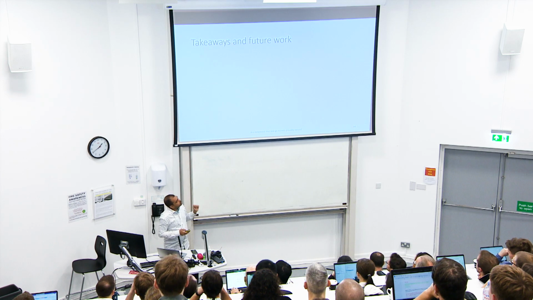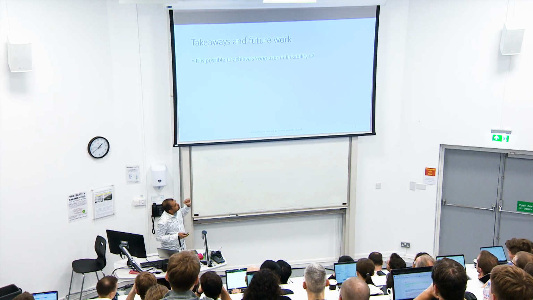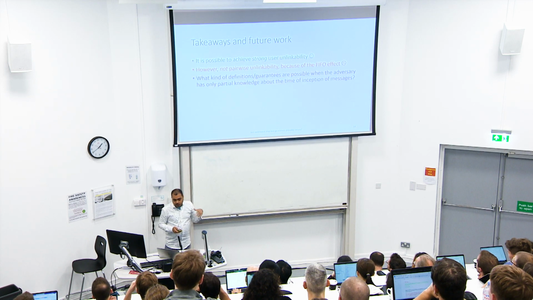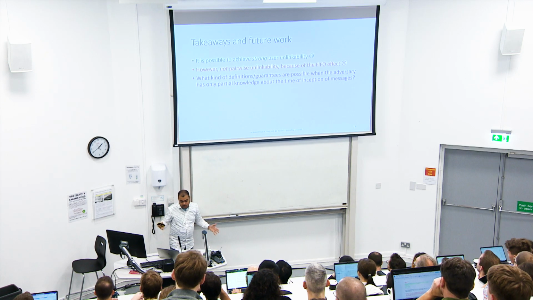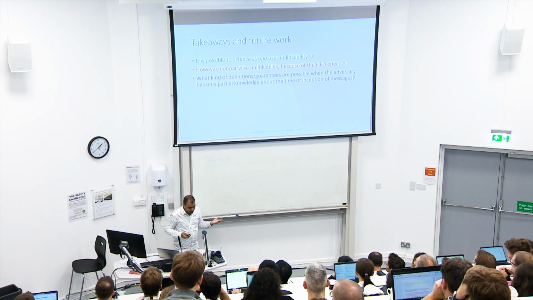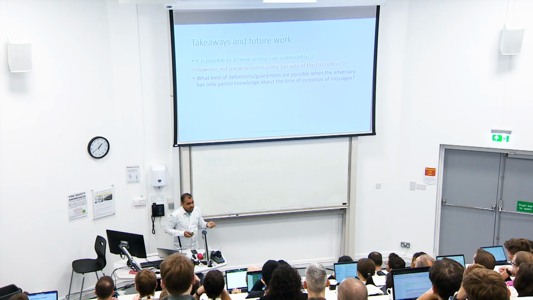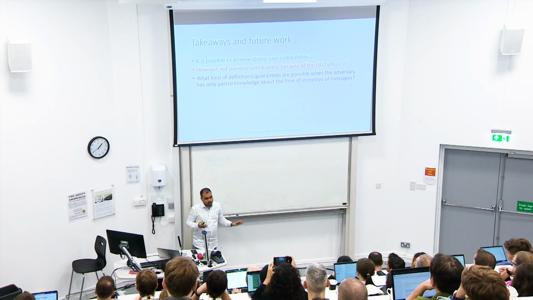So the key takeaway from our work is that you can achieve strong user unlinkability, but not so much pairwise unlinkability. And of course, this work is not complete. There are so many things that are yet to be done. I mentioned the background knowledge of the adversary, that the adversary knows exactly when the message is generated in the case of pairwise unlinkability. In the case of user unlinkability, we completely take away that knowledge.